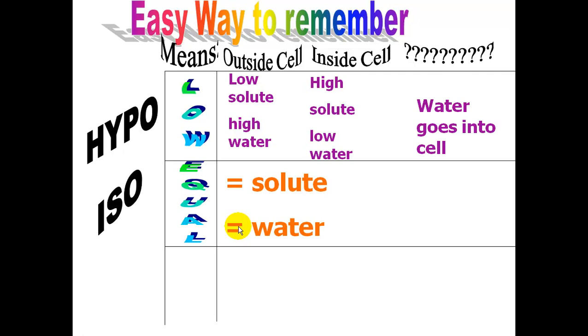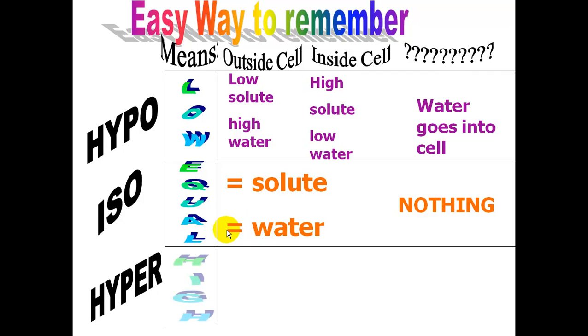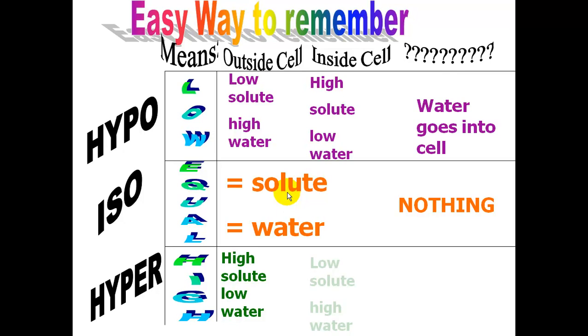Isotonic means equal. That means there's equal amounts of solute and water inside and outside the cell. Nothing's going to happen overall. And then a hypertonic environment means high. So that means high solute outside the cell, low solute inside the cell. In reference, high water, there's more water inside the cell than outside the cell, so water is going to leave the cell, and that causes the cell to shrivel up.